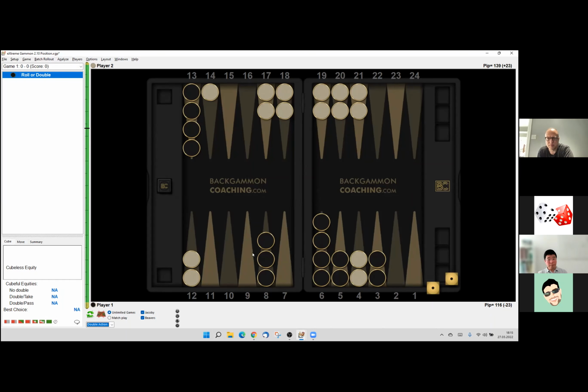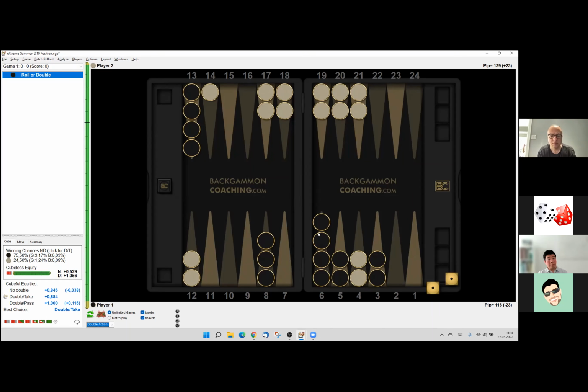So if you have a holding game, wait for 15 pips to be up, but at the same time have market losers. Respect the market losers in the cube decisions. So wait until you have 4 checkers, and then double.